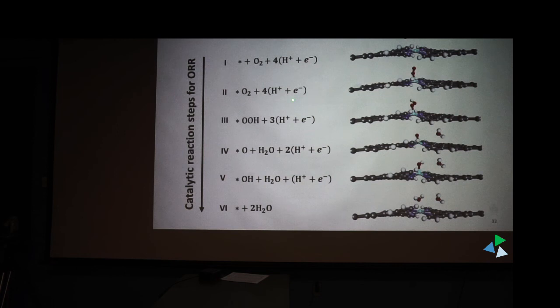No, no, there are four. You see, here we have four electrons. Four electrons.